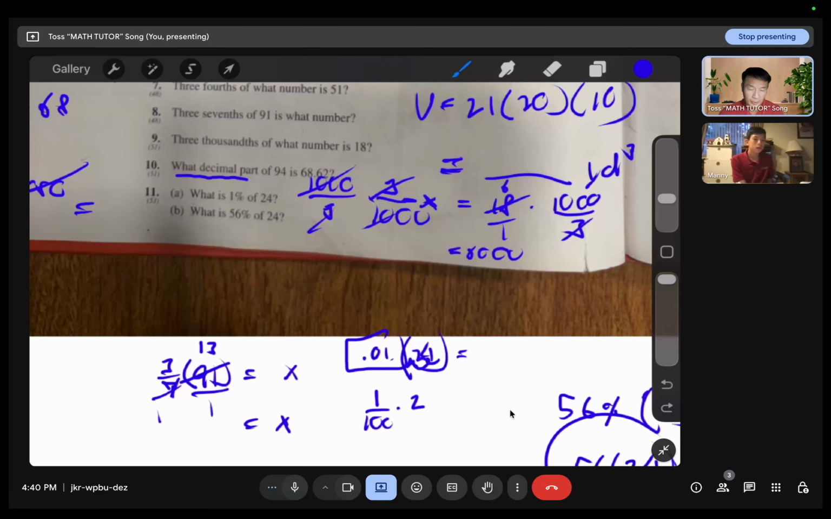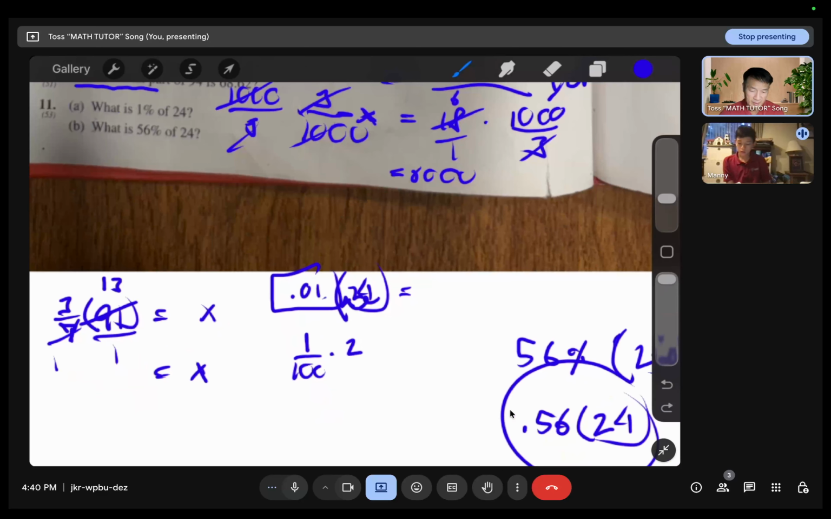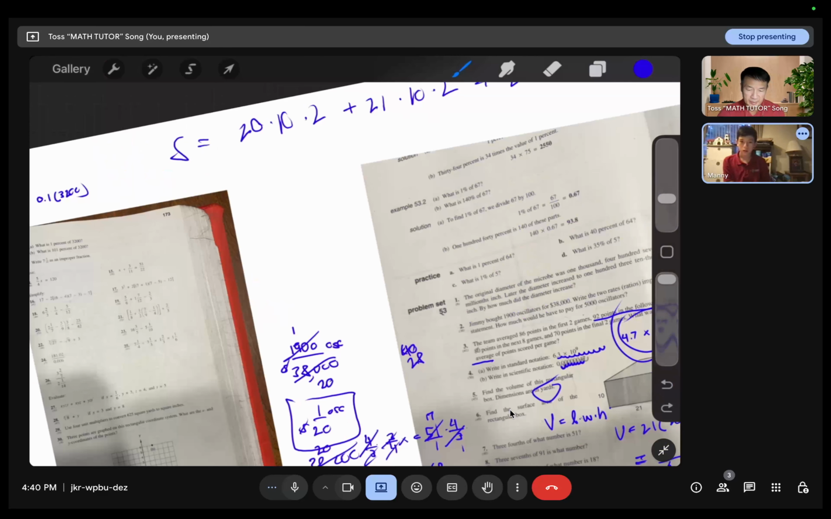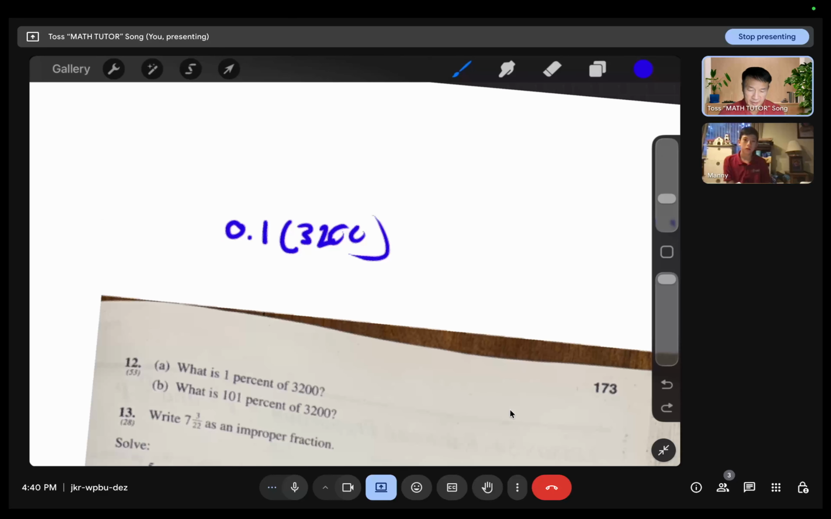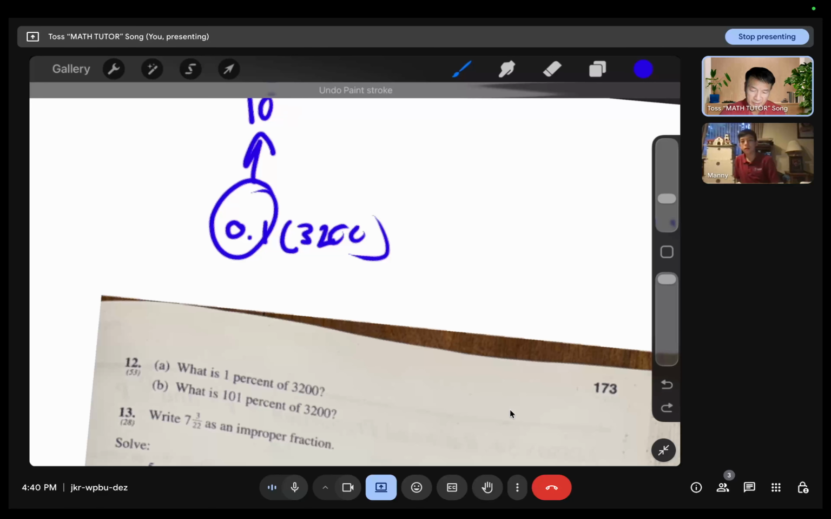Is it 0.01? Is it 0.1? Which is it? It's 0.01. Yes, 0.01. I know that's a common error. This is 10%. Do you know that? Right? So it's 0.01.